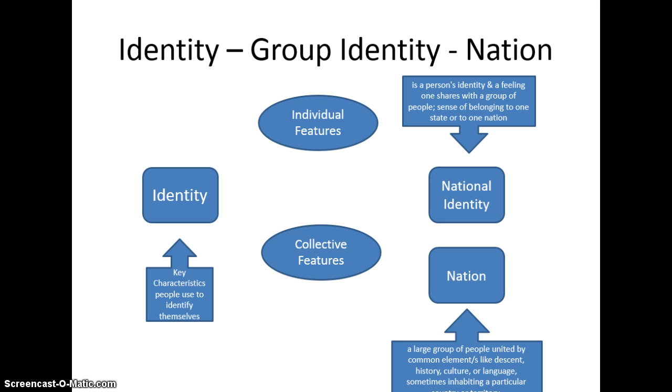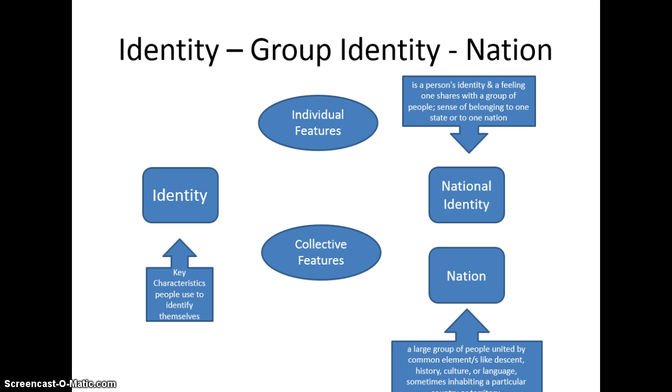Now, these elements may be certain things such as descent, in other words, background, could be common history, a common culture, it may be a common language, as in the standpoint of francophones in Canada. Sometimes it's people inhabiting or living in a particular country or territory or area. Any of these elements that people share in common and that unite them as being part of a larger group is basically the idea of nation.